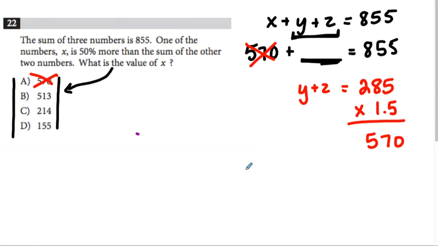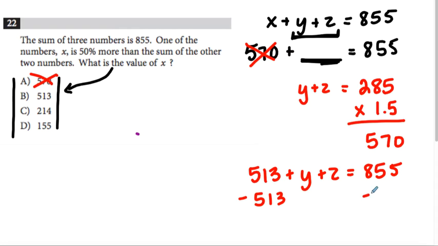So I'm going to go on to 513. So I'm going to do 513 plus y plus z equals 855. Now I'm showing each step, but normally I'd be just looking at my calculator doing this. So I'm going to subtract 513. So I'm going to do 855 minus 513, which gives me 342. Okay, so it's saying that y plus z is 342.